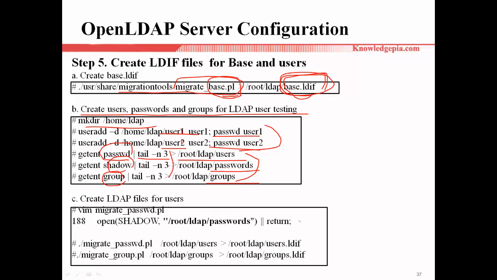Using these 3 files, I will create the users LDIF and groups LDIF. Before we use this, at first, open this file, migrate_passwd.pl. Here we have to define the exact path of the password file. In my case, I put the password file here, root ldap password. So please modify it like this. After that, using migrate_passwd.pl, root ldap users, root ldap groups. Using this file, we'll create the LDIF file like this.